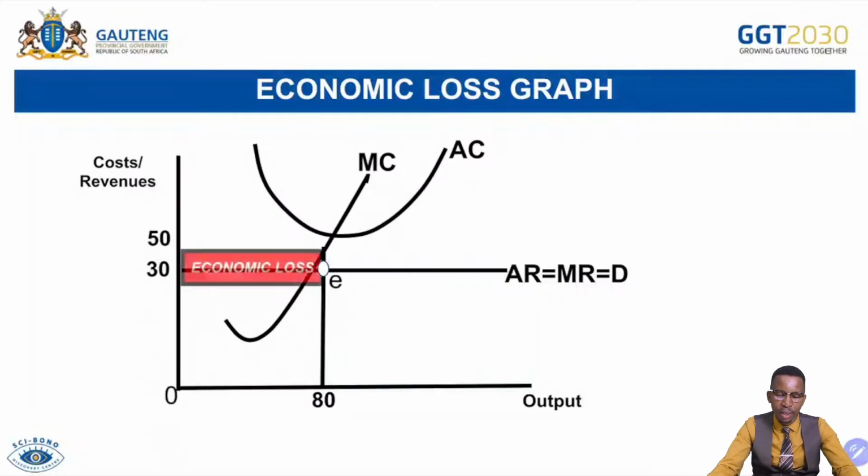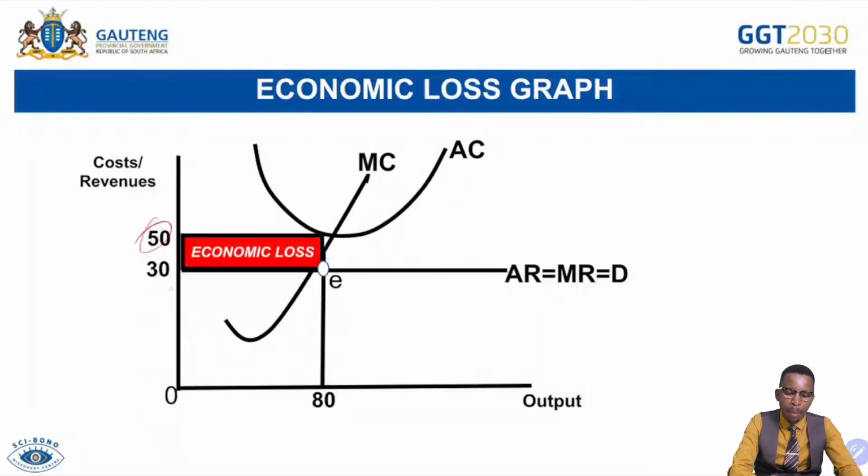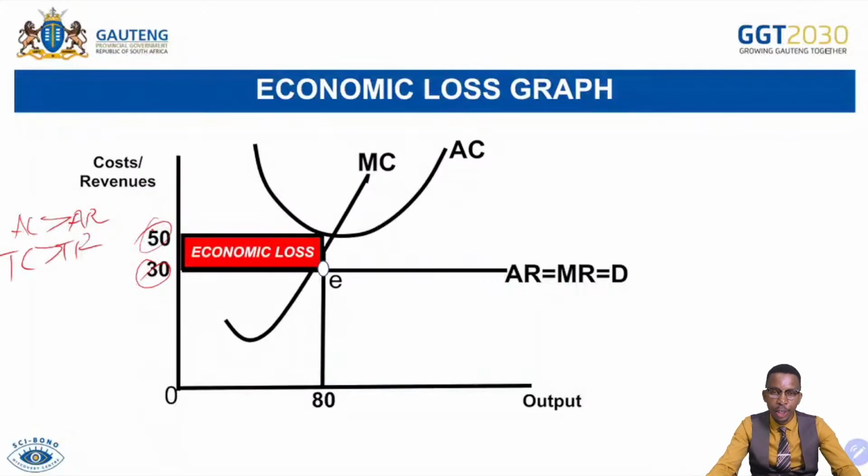Then let's check. There is the box for economic loss. All right. So this is the complete graph now indicating economic loss. Why do we say this is economic loss? It is because our AC is 50, but our AR is 30, meaning costs are more than revenues, meaning AC is greater than AR. For that reason, the firm is making economic loss. At the same time, TC is more than TR. For that reason, the firm is making what we call economic loss. All right. Then we continue. Let's check. The shaded area indicates economic loss. Point E here indicates loss minimization.